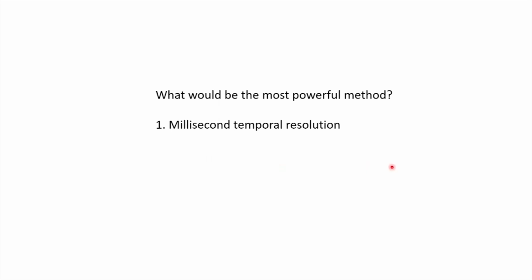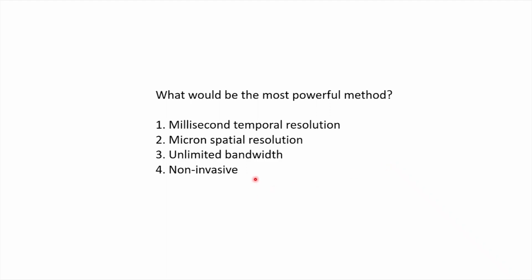The second desirable characteristic is very good spatial resolution. The neurons and the components of neurons, different dendrites or axons of the neurons, are on the order of microns. So our technique should have at least micron level spatial resolution. It should also have very high bandwidth. We should be able to get a lot of data at once out from the technique. And finally, it should be non-invasive, so that it can be used on humans as well as a variety of animals without causing much problem.